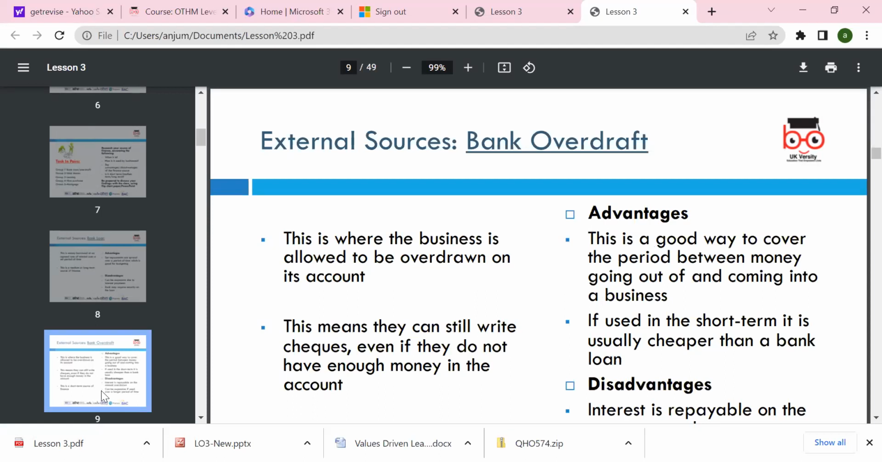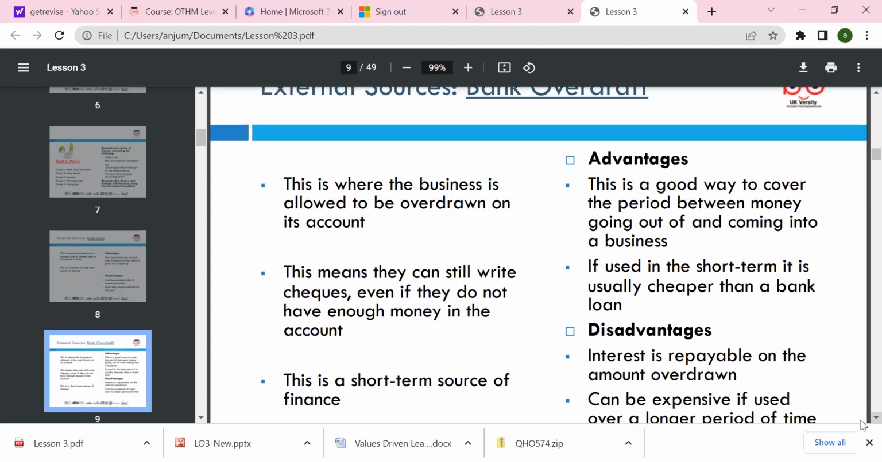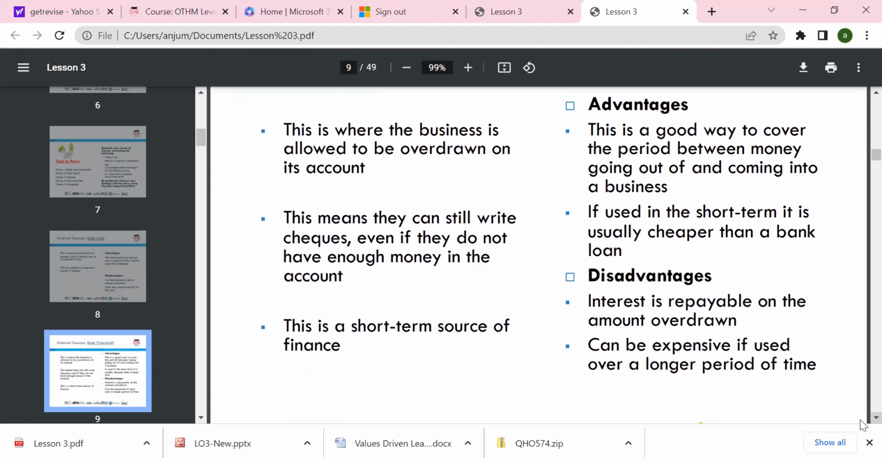Overdraft is also external, but it is for a short period of time, normally 30 days, 90 days, and the bank carries on reviewing the overdraft facility. Normally the interest rate can be high if it has not been arranged, and this is a good way to cover the period between money going out and money coming in. Sometimes your salary comes on the 30th or the first of the month, and on the 20th you're out of money, and you can use the overdraft, and when money comes it is automatically paid off. Interest is repayable on the amount overdrawn, and it can be expensive to use in large amounts. That's where we have a problem.